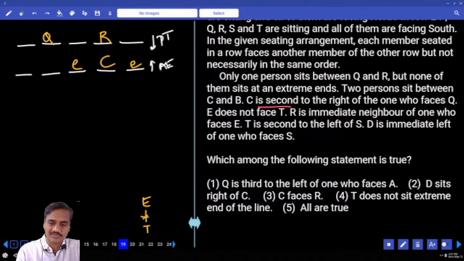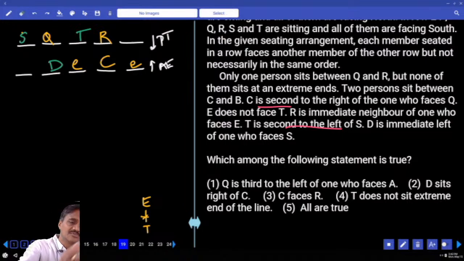and D is to the immediate left of the one who faces S. Now T is seated second to the left of S. Now if you take T at this place and S at this place, and T is seated second to the left of S, then in this case D is an immediate neighbor of the one who faces S. D will be here. Now if D is here, then E and T are opposite to each other, and E must be at this place.